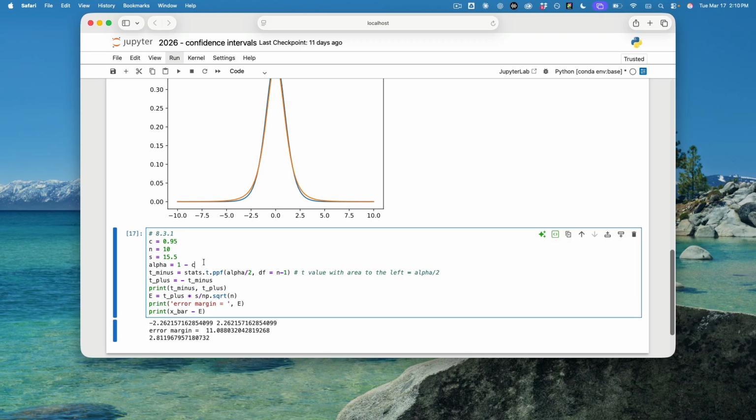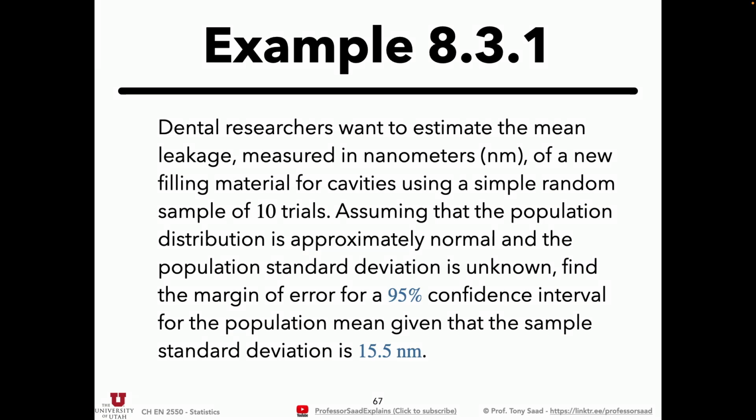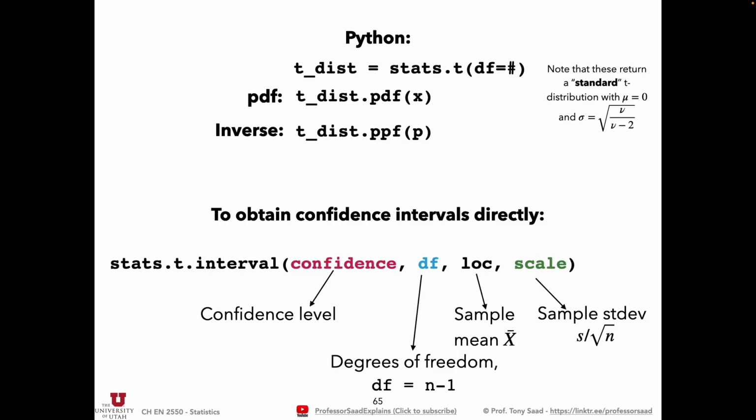Now, can you use the stats.t.interval on this? So let's ask this question. It's particularly for this problem. This problem does not give you the sample mean. But stats.t.interval gives you the full confidence interval, not the error margins. It gives you x bar plus error and x bar minus error. So the standard way of using the stats.t.interval is to give it the sample mean.